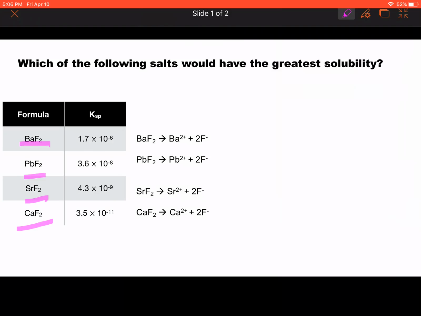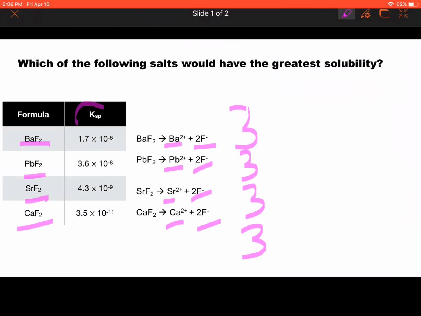So we have barium fluoride. Barium fluoride produces one barium ion and 2 fluoride ions. So you have a total of 3 ions. Lead fluoride produces 1 lead ion and 2 fluoride ions. Again, 3. Strontium fluoride and calcium fluoride both produce 3 ions. So if the salts that you're comparing all produce the same number of ions, then we simply look at the KSP value to determine its solubility.